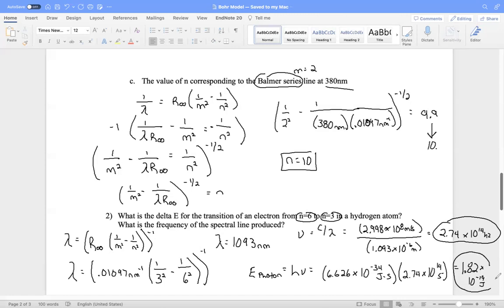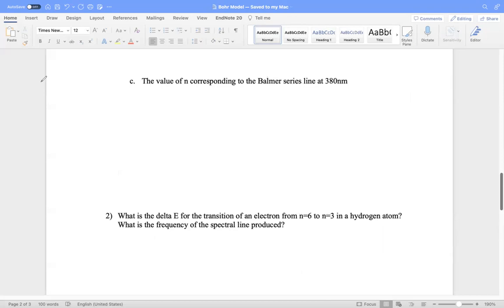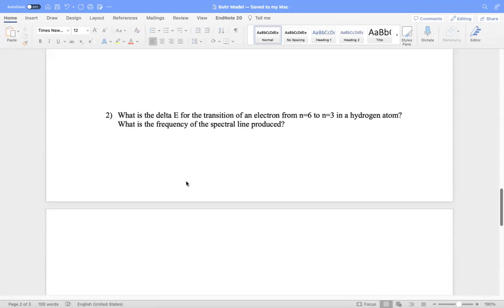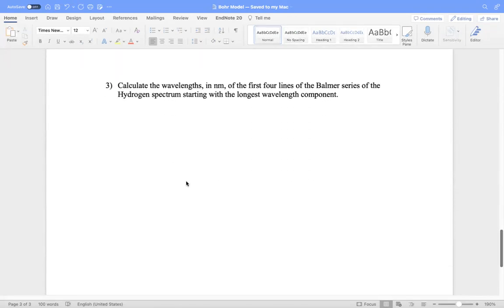And if you think about the energy of the electron volt, this seems like an appropriate value for our energy. So we're done with question 2. And finally, I have one more question here. Calculate the wavelengths in nanometers of the first 4 lines of the Balmer series of the hydrogen spectrum, starting with the longest wavelength component. All right, so as we discussed, longest wavelength means lowest energy.